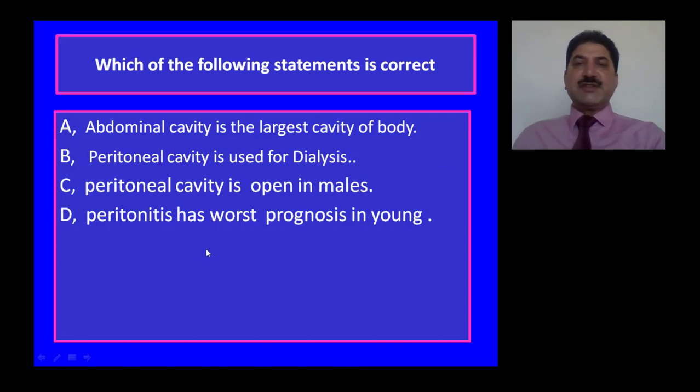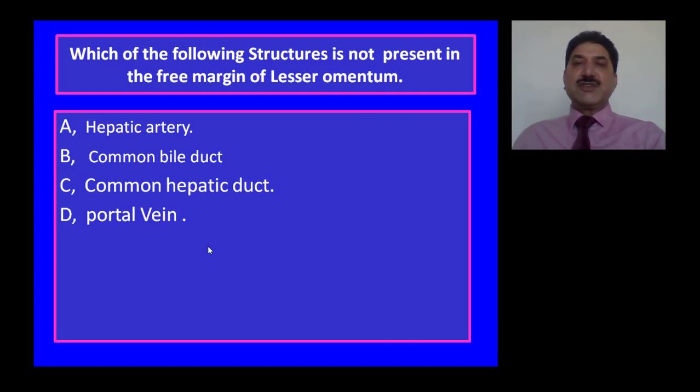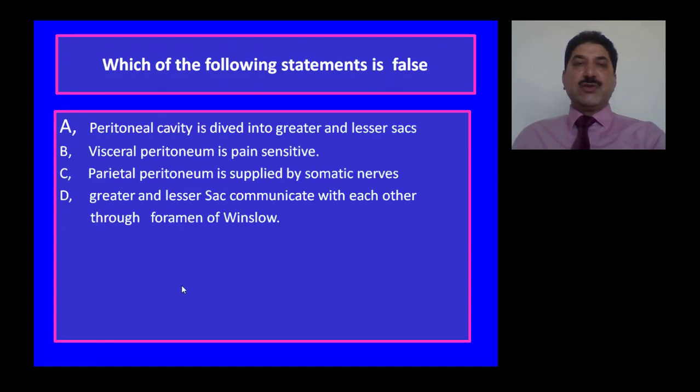Which of the following statements is incorrect? Abdominal cavity is the largest cavity of body. Peritoneal cavity is used for dialysis. Peritoneal cavity is open in males. Peritonitis has worse prognosis in young. C is the wrong option. Which of the following structures is not present in the free margin of lesser omentum? Hepatic artery, common bile duct, common hepatic duct, portal vein. C. Common hepatic duct is not content of free margin of lesser omentum.